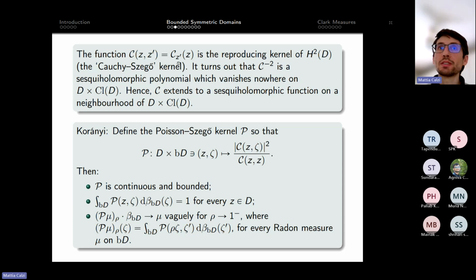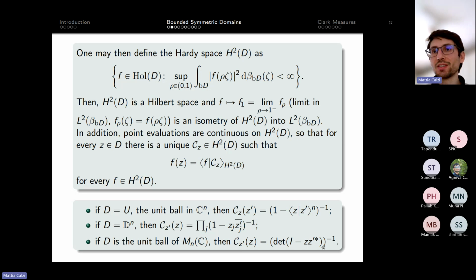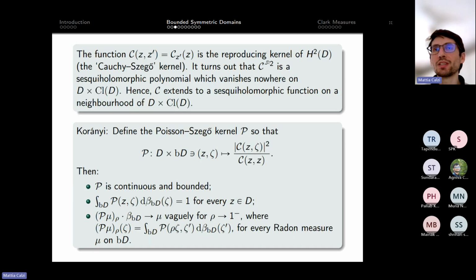And this function happens to be quite well behaved because its reciprocal squared is essentially a holomorphic polynomial. In fact, in these cases, its reciprocal without the square is a polynomial. Here is a polynomial, this is a polynomial, and this is a polynomial. But in general, one has to take the square, no problem. And this means that since this polynomial does not vanish on the product of D and its closure, this function C extends to a holomorphic function on a neighborhood of this object here. In particular, it is continuous.